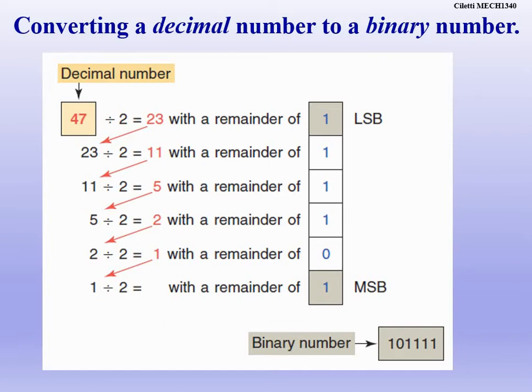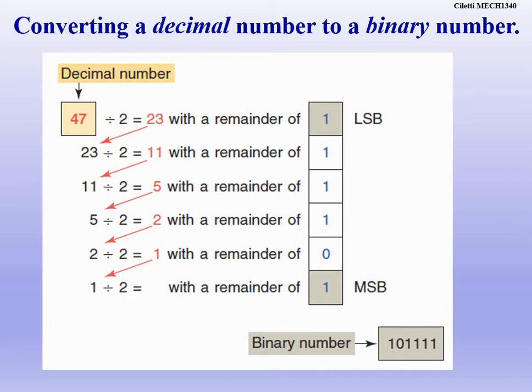We want to go decimal to binary. So this is where we have to use what we call successive division by 2, and when you write your answer out, you have to write it from bottom to top, from MSB to LSB. So successive division by 2. We're going to take the number 47 and convert it to binary.